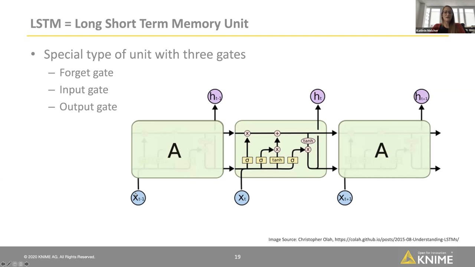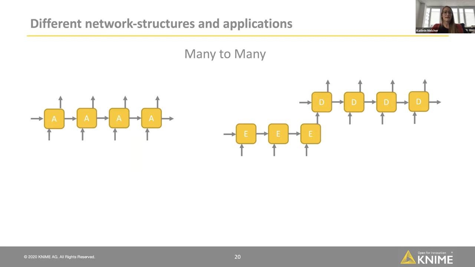And we now see that all of these LSTM units always have an input and an output, but actually we don't always have to use all of these inputs or all of these outputs. And that's why we can have different network structures for different applications. And one option is to have a sequence as input and a sequence as output. And then we normally talk about a many-to-many recurrent neural network. And also there we have two options.